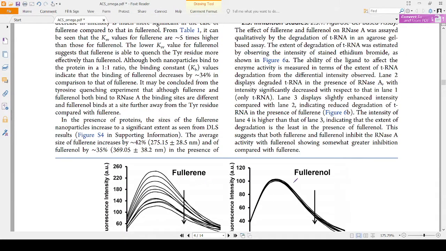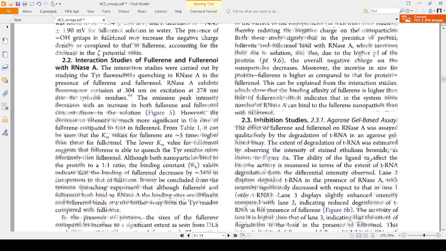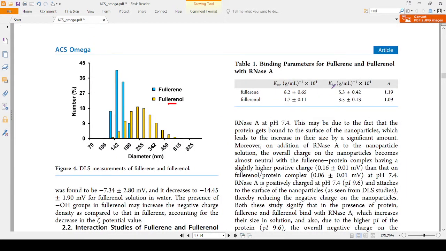The important thing is that they have not used any sort of absorbance or fluorescence spectra for fullerene. Rather, they have used the emission spectra for the tyrosine residue, which is present in ribonuclease A. It doesn't have any tryptophan, so that's why they have used tyrosine, which shows an emission peak around 310 nanometer. With the addition of fullerene and fullerenol, they have seen that the fluorescence spectra decreases, and from here they have tried to understand the binding value.